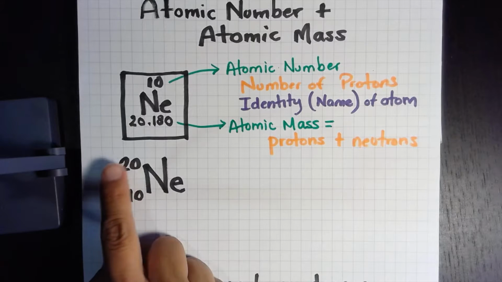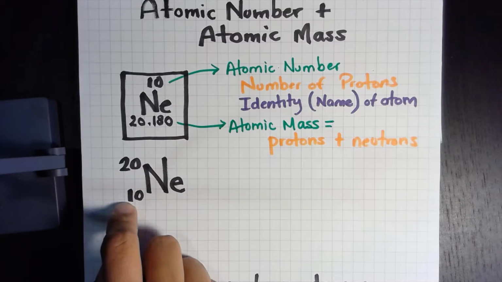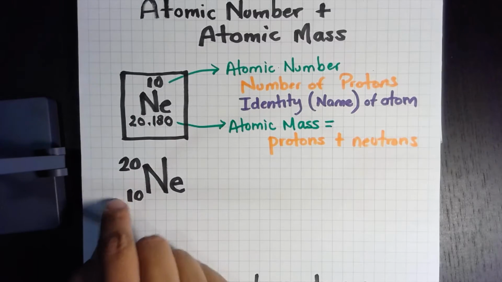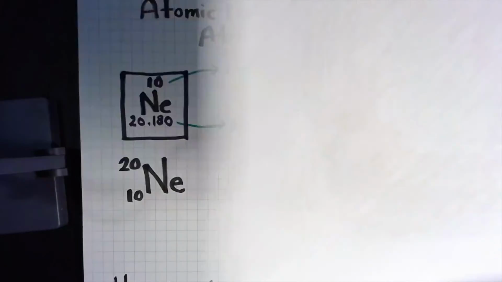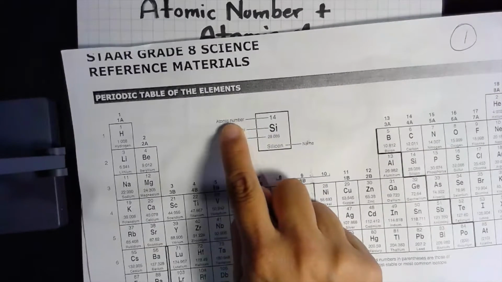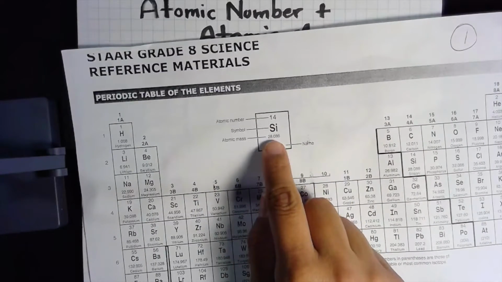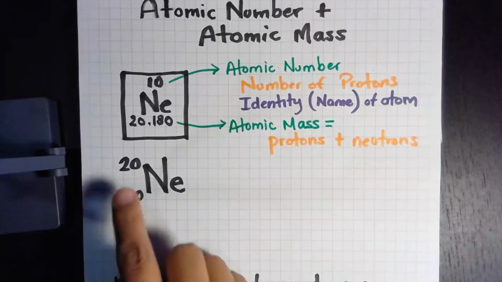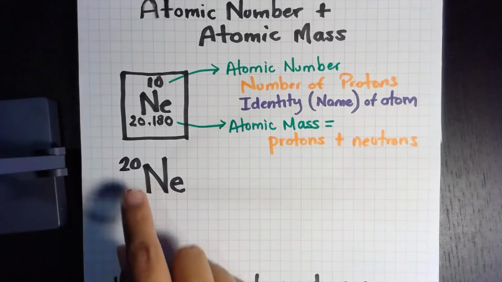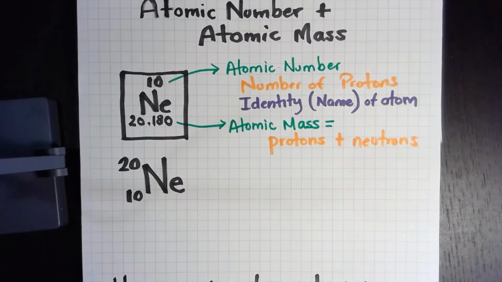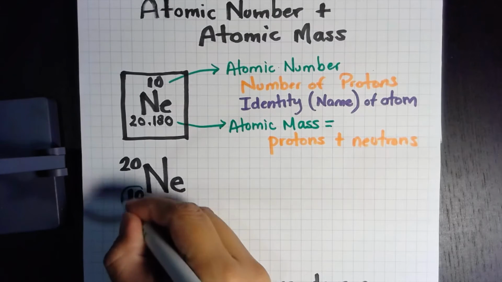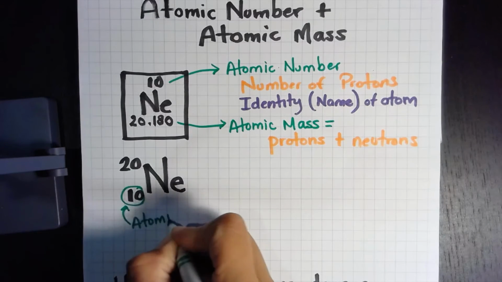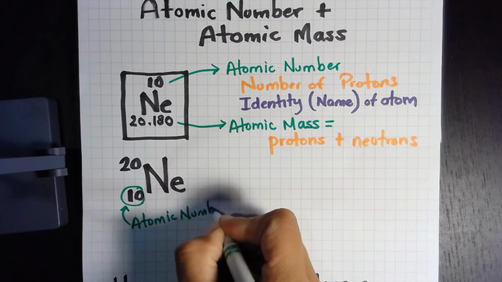I want to show you also that sometimes the atomic mass and the atomic number are written in opposite places. Not in the periodic table. In the periodic table, your top number will always be your atomic number, and your bottom number will always be your atomic mass. However, in problems, sometimes they will give you the mass on the top and the atomic number on the bottom. But you always know that the smallest number of the two is your atomic number. Okay?